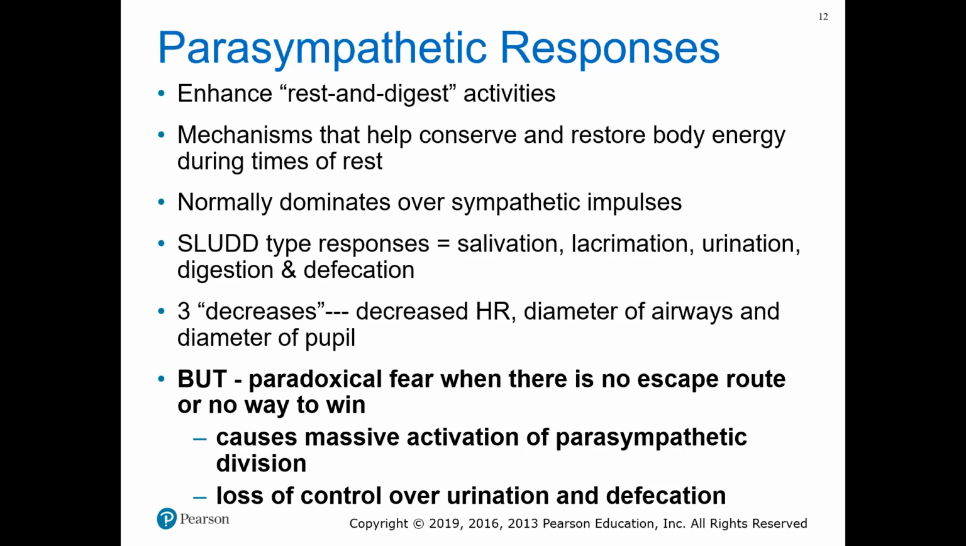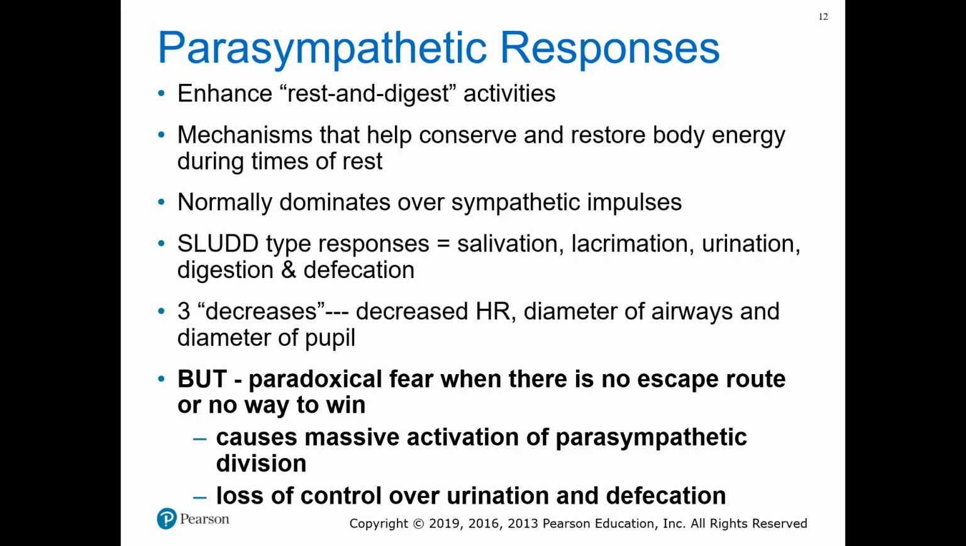Now, these responses include, we salivate. When we get hungry, we salivate. That is a parasympathetic response. Lacrimation, eyes water, that's just a parasympathetic response. The need to urinate and defecate and process food is a parasympathetic response. Our heart rate drops. Our airways narrow, pupils narrow.